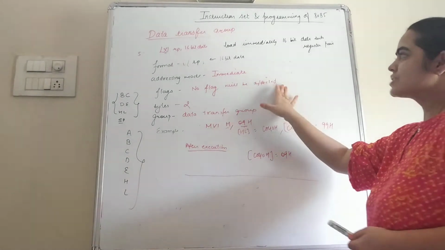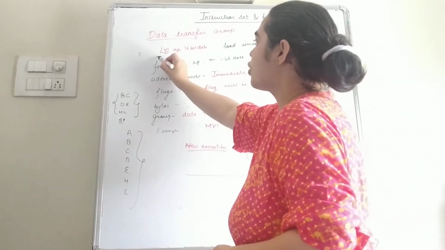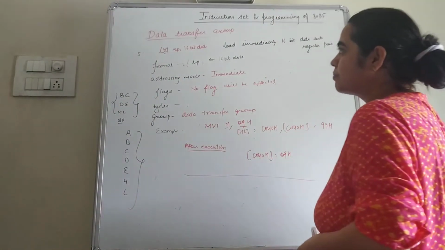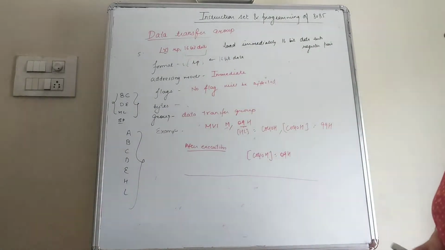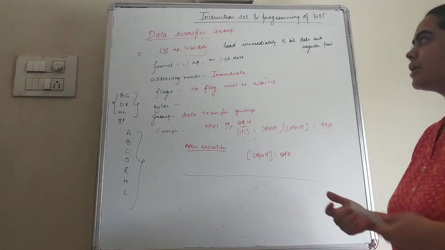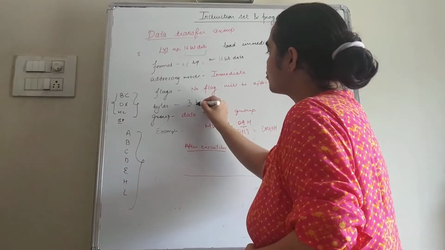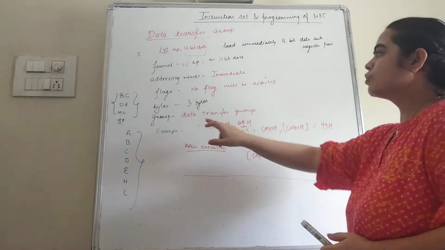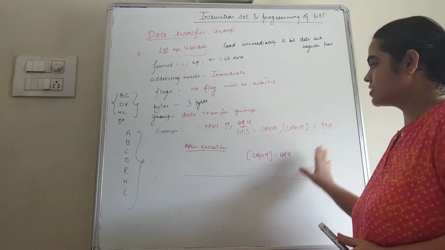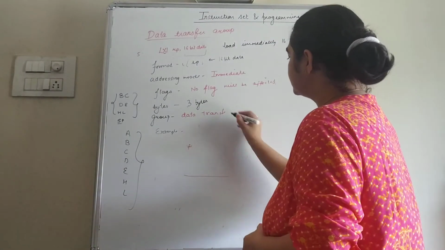Flags, no flags will be affected. Next is the bytes. So 1 byte will be occupied by LXI RP and 2 bytes will be occupied by the 16-bit address. 1 byte for 8 bits and 1 byte for another 8 bits. So total bytes occupied by this instruction are 3 bytes. Group: the group of this instruction is data transfer group. Now students, after this we can see the example.